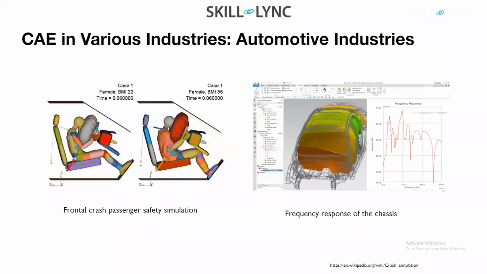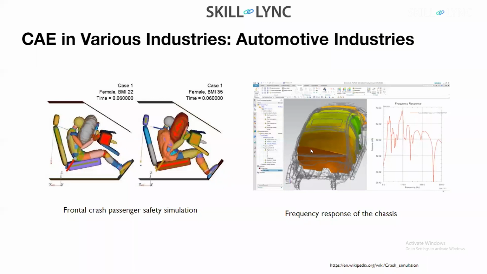Then you have various automobile applications used in CAE. On the left, as I was mentioning, is an example of a dummy model. In the event of a crash, this is a female dummy with a body mass index of 22, whereas this is a female dummy with a higher body mass index of 35. Here is your airbag. In an event of a crash, you can analyze the effect of the crash, how the forces act on the human body, and how I am going to survive. These are typical examples of applications in the CAE industry.